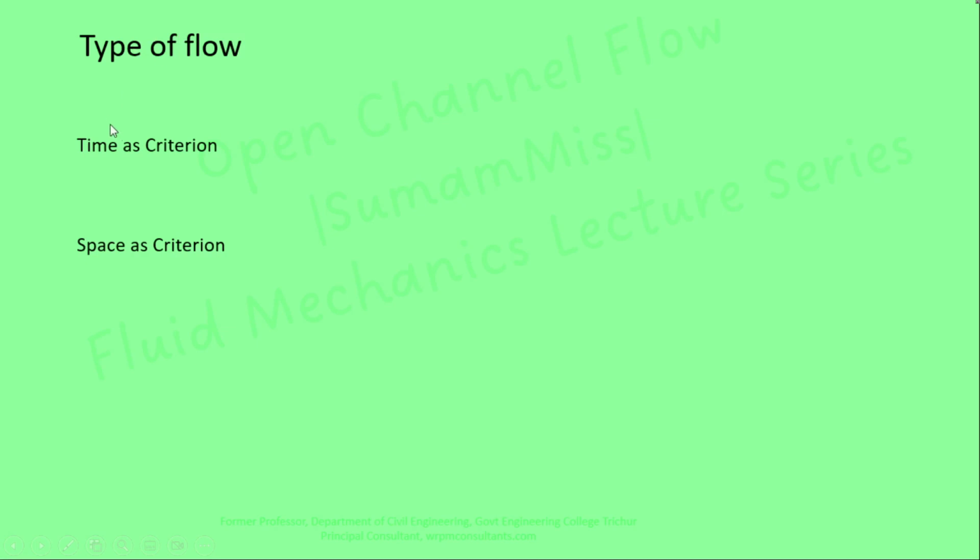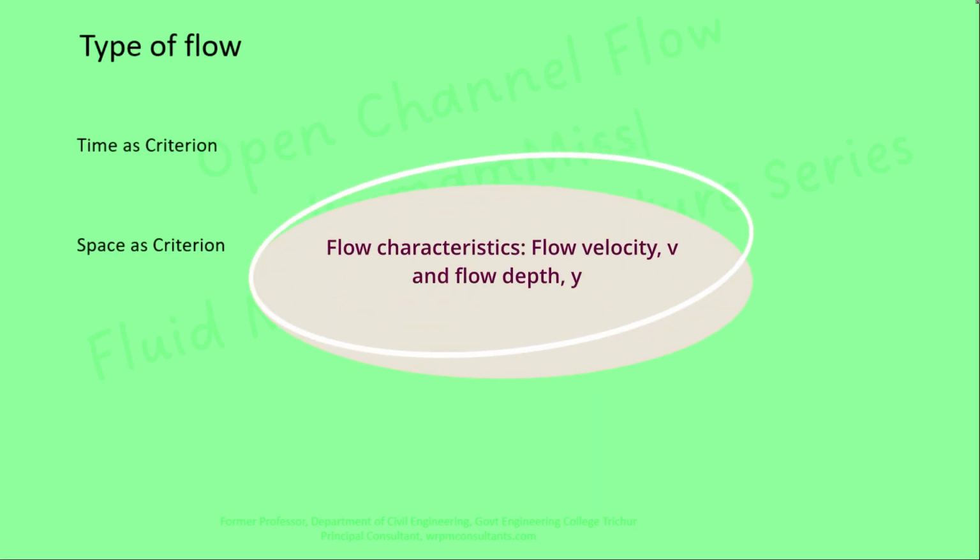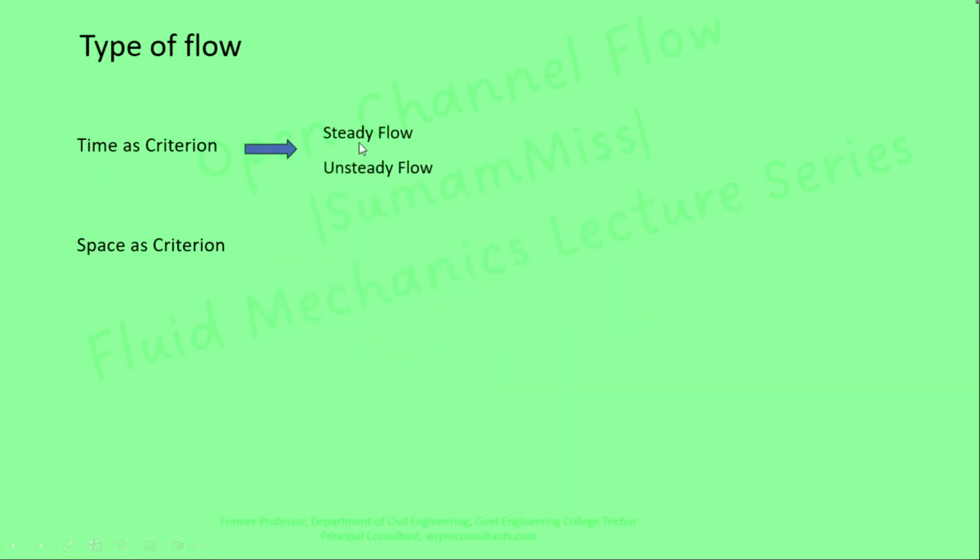If you are considering time as the criteria, then we have to consider the variation of the flow characteristics with respect to time. So based on the time, we can classify the flow as steady flow and unsteady flow. In steady flow, the flow characteristics, that is the flow depth and flow velocity, are constant with respect to time. Whereas in unsteady flow, the flow characteristics are varying with respect to time. In steady flow conditions, the flow is continuous and the continuity equation is valid.